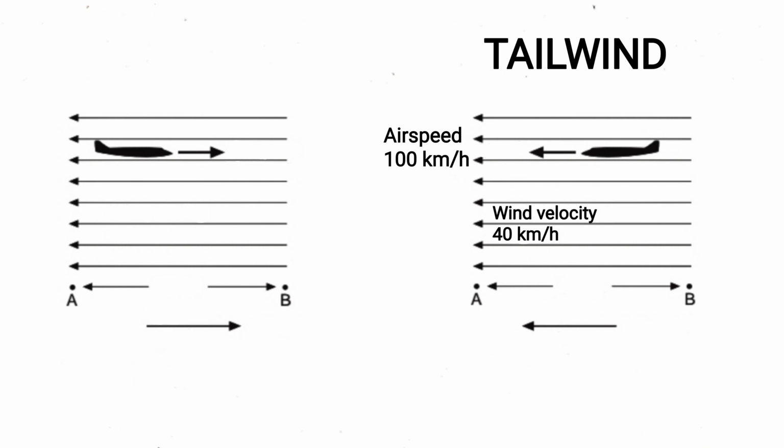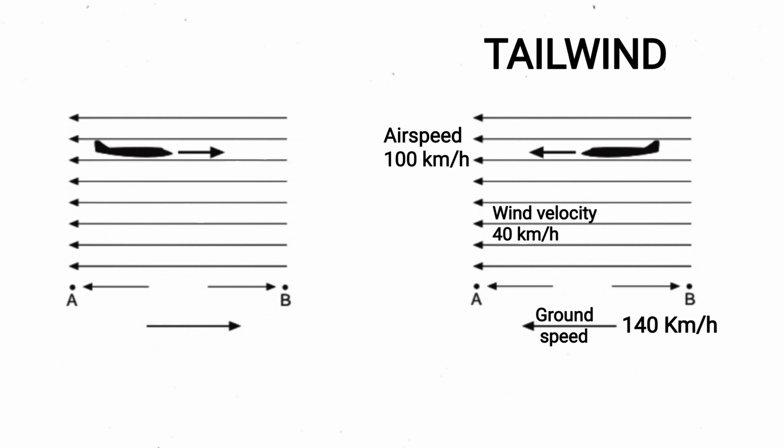Same for the tailwind. But here the aircraft and wind are in the same direction. That means we have to add both the values. That becomes 100 km per hour plus 40 km per hour. That gives us 140 km per hour. That is our ground speed in this condition.